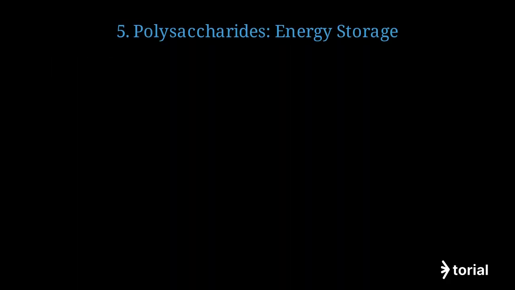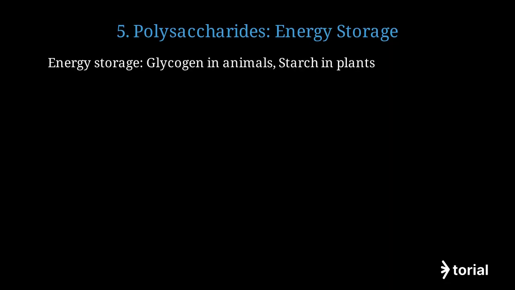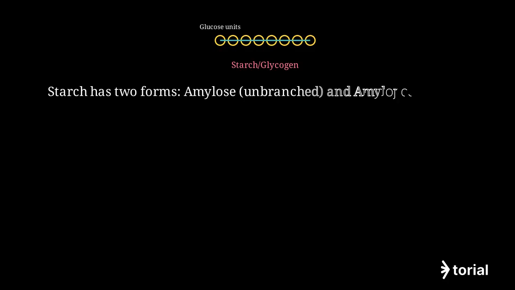Polysaccharides are large polymers made from many sugar monomers. Animals store energy as glycogen in liver and muscles, while plants store energy as starch in roots and seeds. Polysaccharides consist of many glucose units linked together in long chains for efficient energy storage. Plant starch exists in 2 forms: amylose with unbranched chains and amylopectin with branched chains.